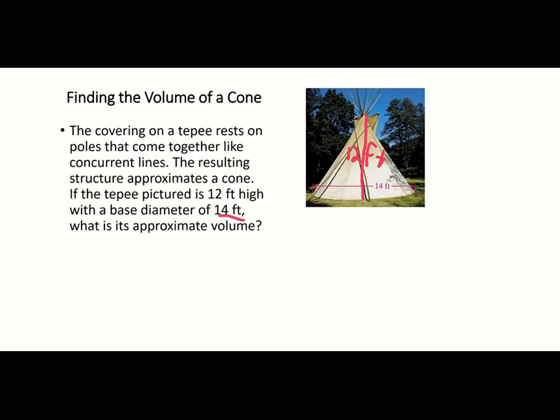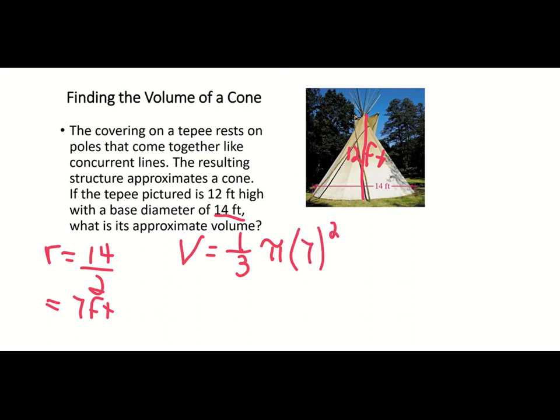What's the approximate volume? Now, we know the diameter is 14 feet, but what we really need is our radius. And remember, the radius is the diameter divided by 2. So our radius is 7 feet. So when I go to find the volume here, I'm going to do 1/3 times pi times my radius squared, so 7 squared, times my height of 12.